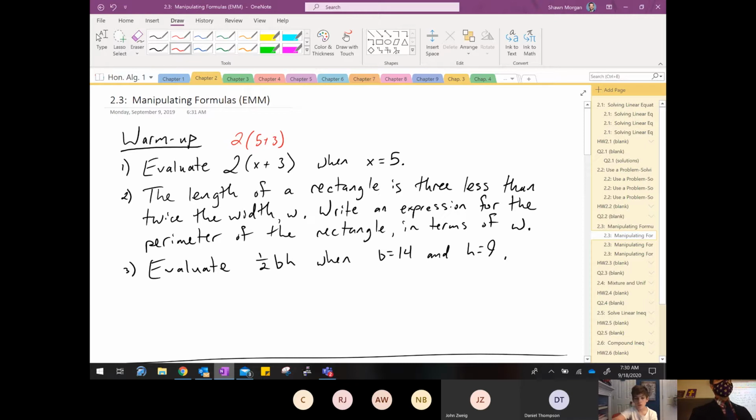Yeah, we're going to follow our order of operations. Guys, to evaluate means to figure out what number that equals. That's putting it in layman's terms, right? To figure out what number it equals. So we got 5 plus 3 is 8 times 2 is 16. Easy peasy lemon squeezy, okay?